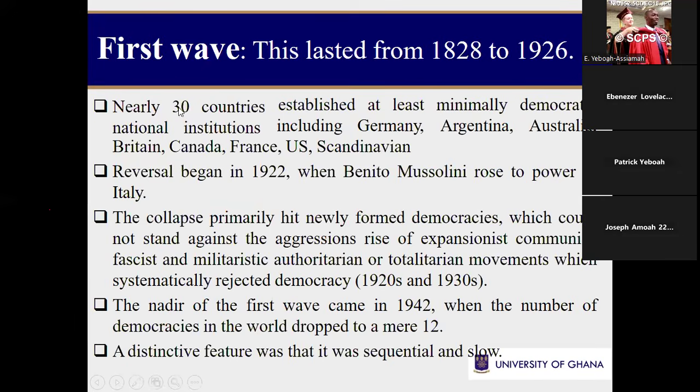So nearly 30 countries established at least minimally democratic national institutions. Even though their democracy was maybe not liberal democracy, or a democracy where all the core values were upheld, at least minimally they met the minimalist criteria. Countries like Germany, Argentina, Australia and the likes were in the first wave.